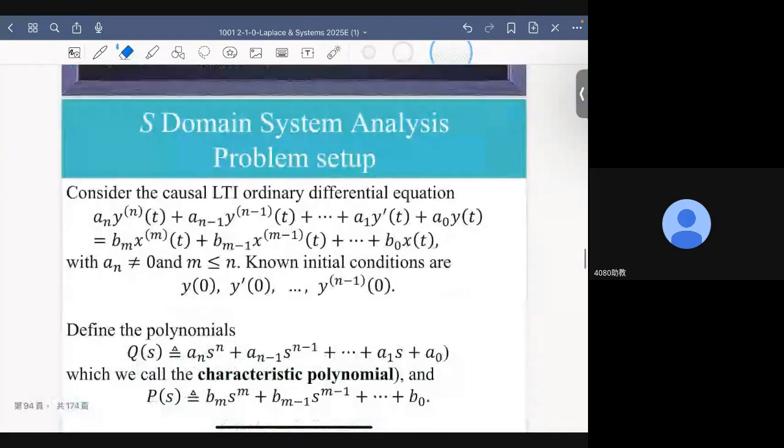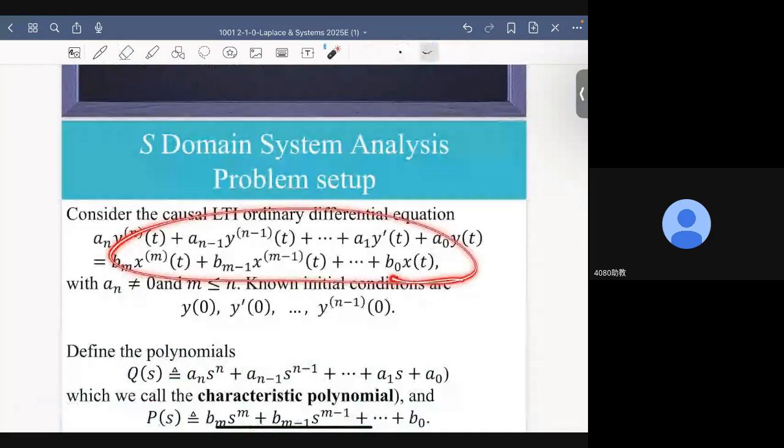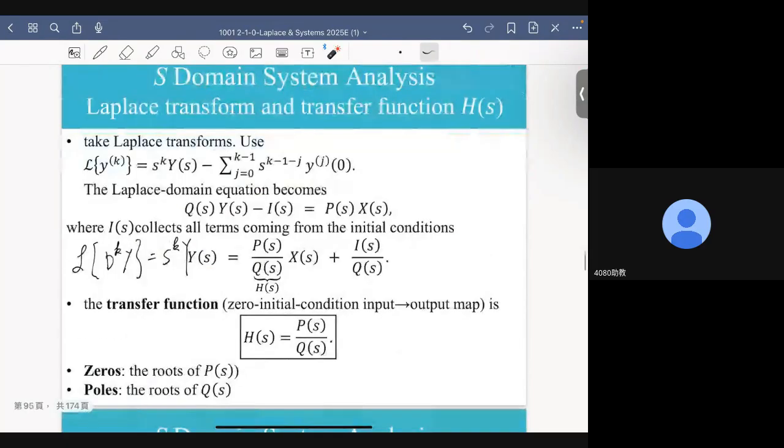By taking the Laplace transform of this differential equation, eventually what we will get is this. And if we solve for Y, this is what we will get. And it tells us that the resulting Y of s, which is the Laplace transform of the output of the system, actually consists of two parts.